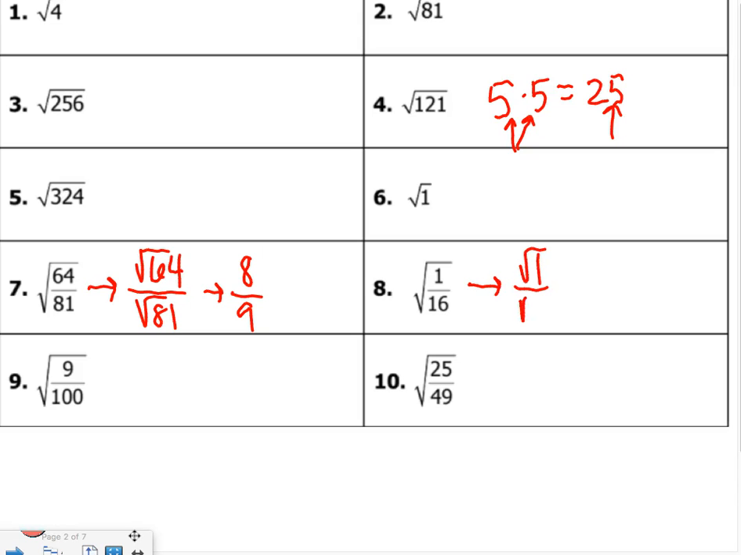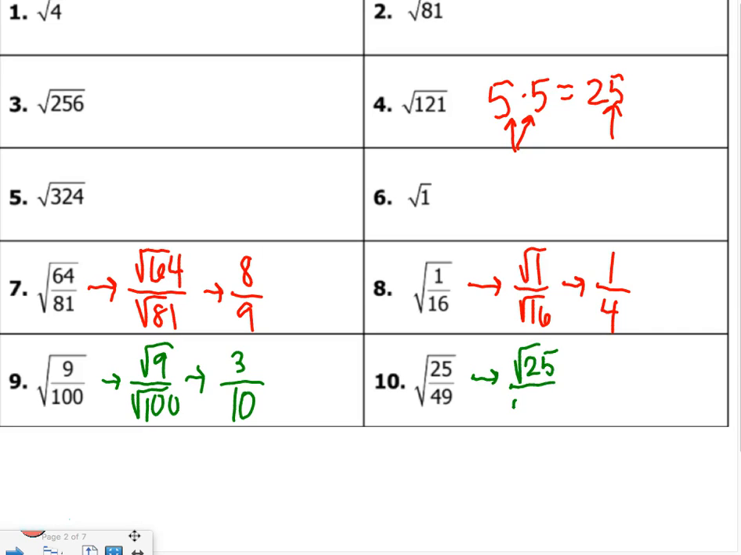Same thing here. Root 1 over radical 16. The square root of 1 is 1. The square root of 16 is 4. Square root 9 over square root 100. Radical 9 is 3. What times what gives me 100? Well, that is 10. Then our last one on this page, rewrite as square root 25 over square root 49. What's the square root of 25? Well, that is 5. The square root of 49 is 7.